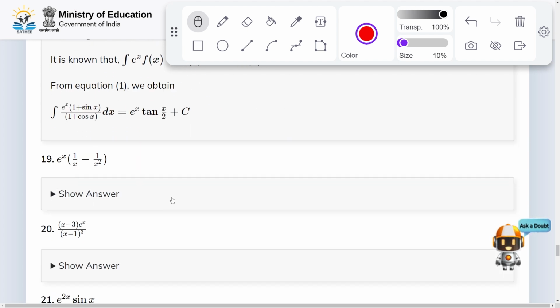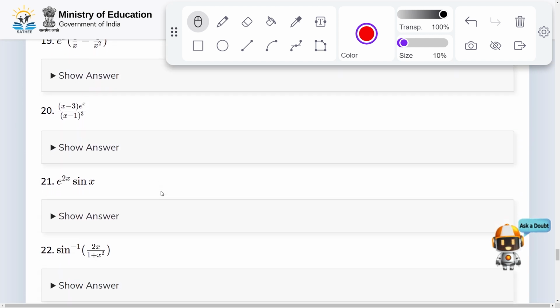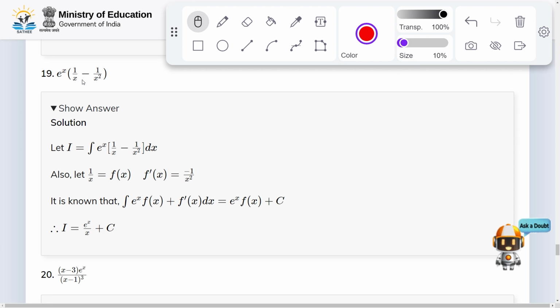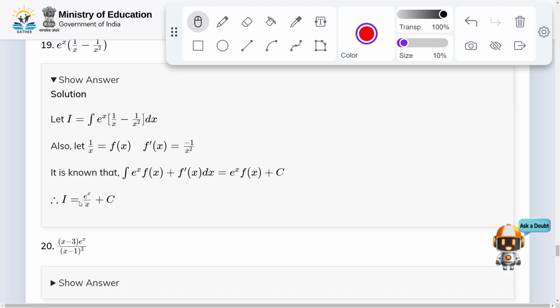Okay, clear? Let us move to problem number 19. Problem 19 says integrate this. So as you know, take f(x) equal to 1/x. You know the derivative will be minus 1/x². So this form gives you your answer as e^x f(x) + c. So this means it will be e^x/x plus some constant.